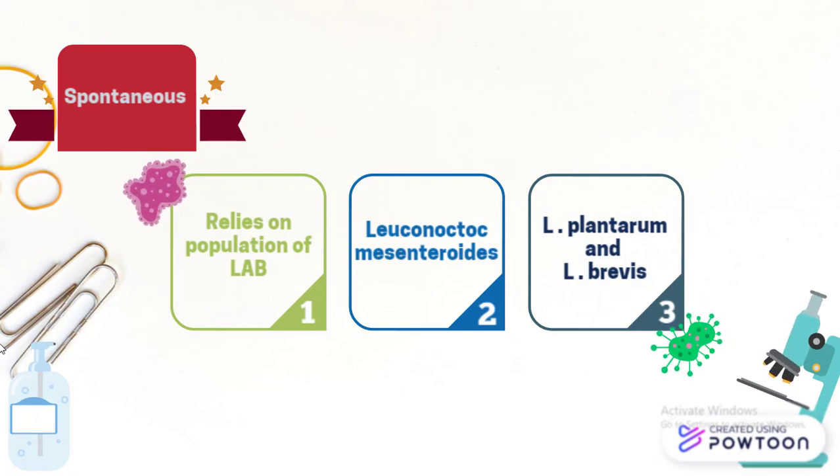Leuconostoc mesenteroides dominates the microbiota at the beginning of fermentation since it is less acid tolerant, microaerophilic, and has a shorter generation time than other lactic acid bacteria at temperatures over 20 degrees Celsius and sodium chloride concentrations up to 5%. Lactobacillus plantarum and Lactobacillus brevis dominate the last stage of fermentation as they possess more acid tolerance.